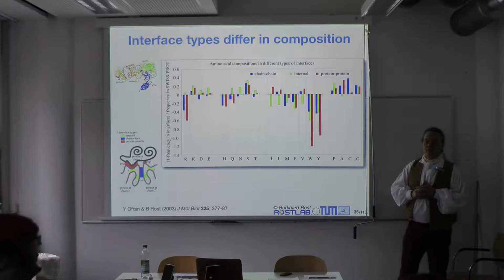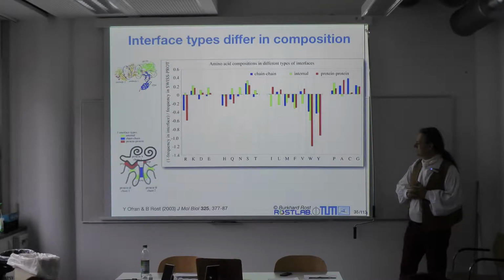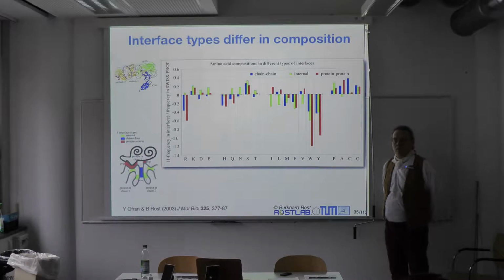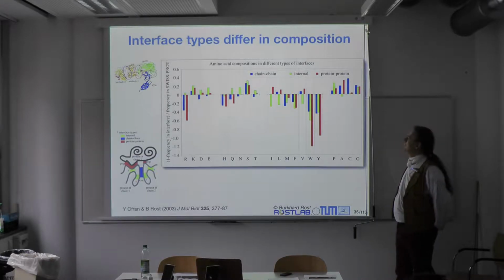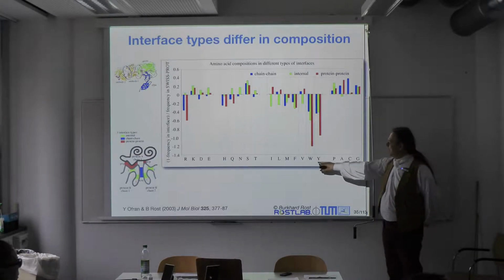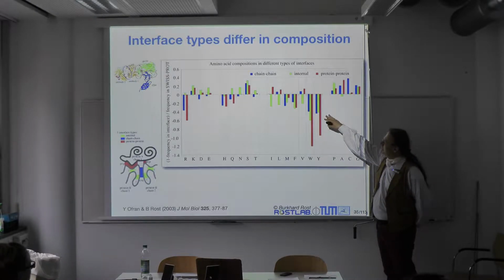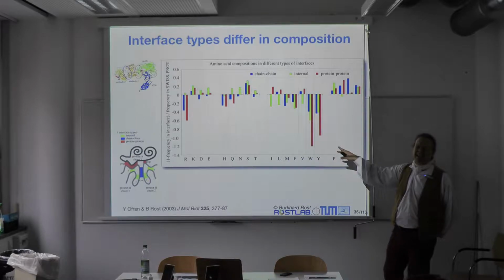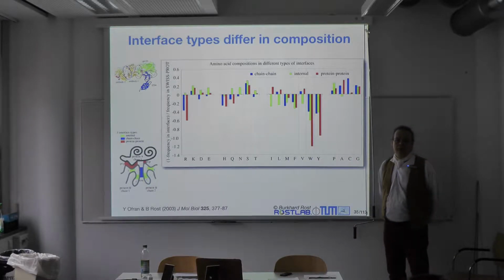The Y and the W residual seems to be a very interesting feature. So W and Y, tryptophan and tyrosine, clearly stand out because for all of them they are much less than expected. Yes. Matthias.